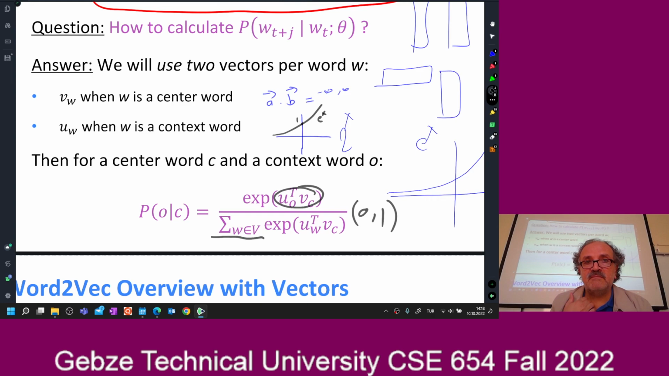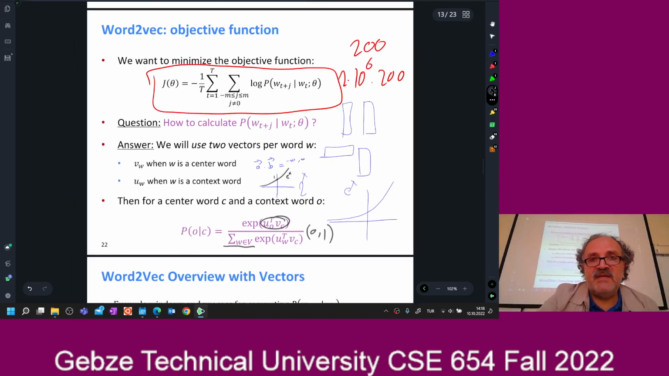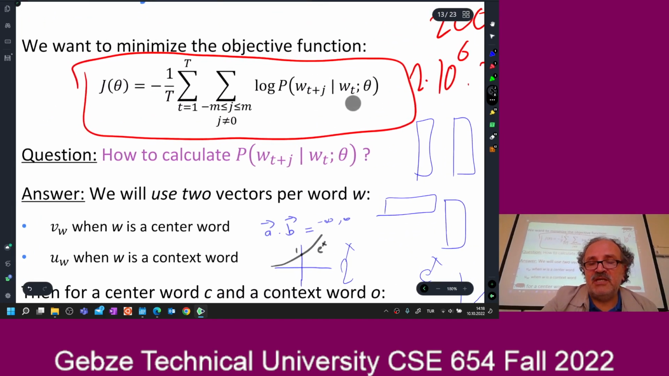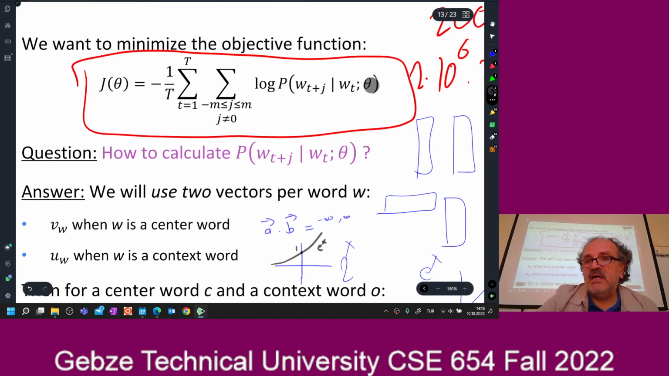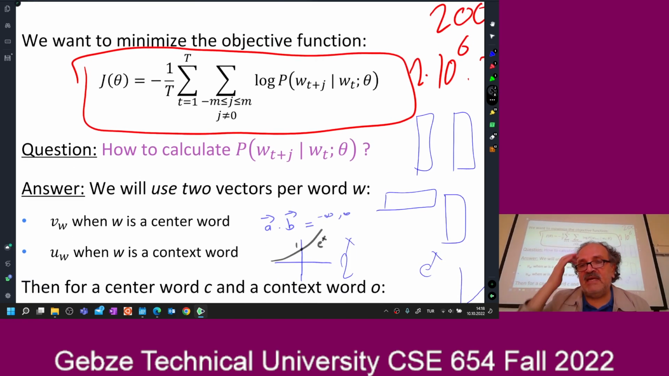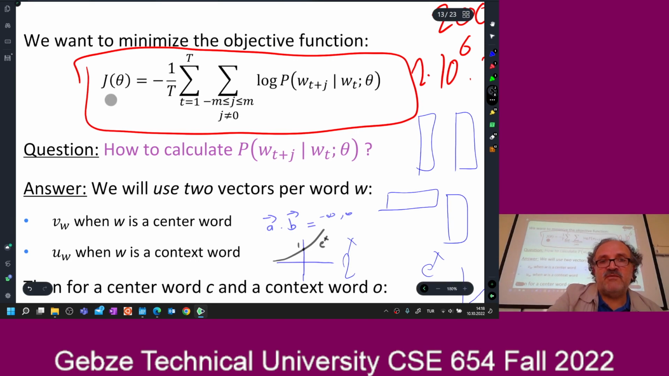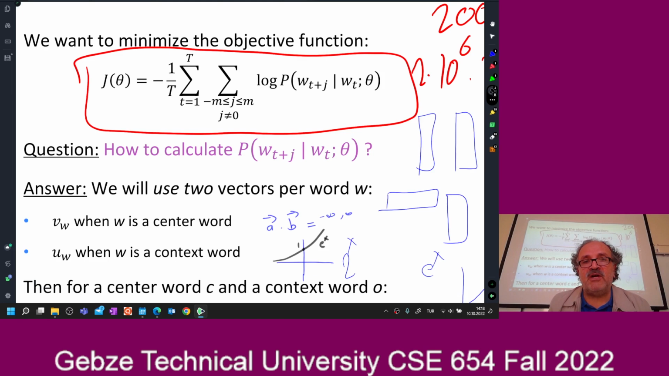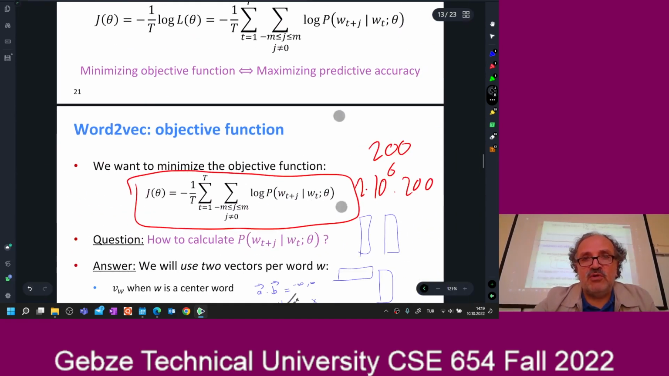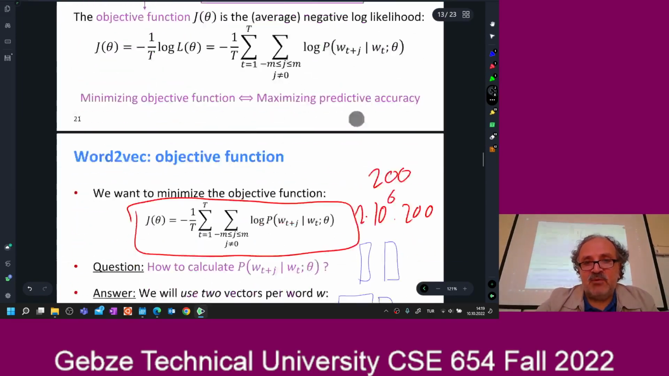So if this is my probability calculation, and this theta is the assignment of all those vectors for each word, then I can calculate this objective function. Remember, this objective function needs to be as small as possible. How small, I don't know, as small as possible. So how am I going to do this? This is what I am going to do.